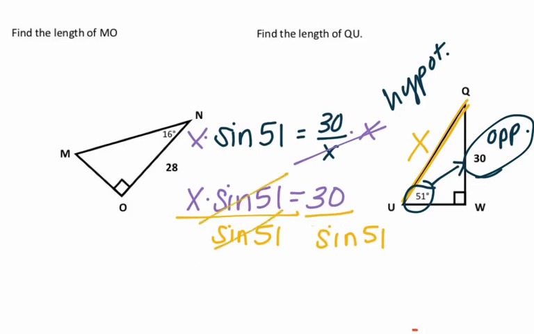And at this point, we have x is equal to 30 divided by sine of 51. And you can type that into your calculator just like that, 30 divided by sine of 51, and we get approximately, rounding to the nearest hundredth, 38 6/10 actually. All right, we're going to go ahead and pause here. This is how you find missing side lengths using trig functions.